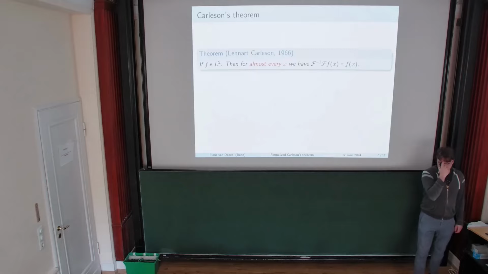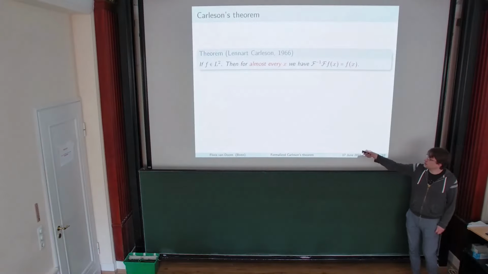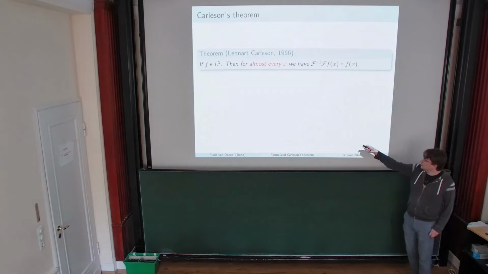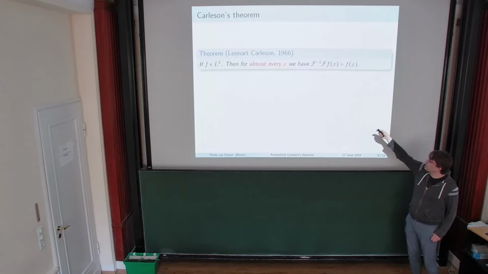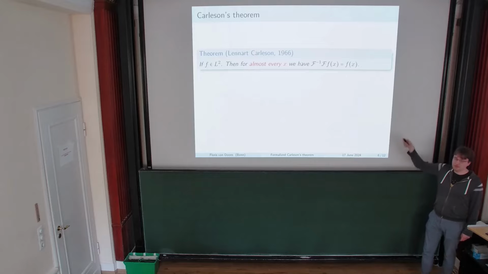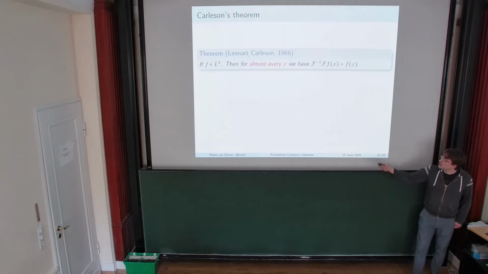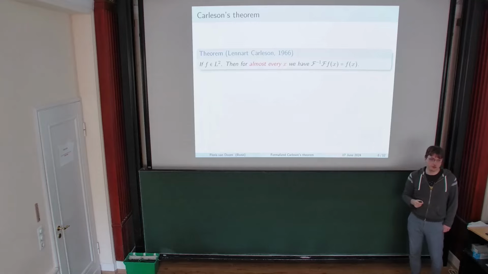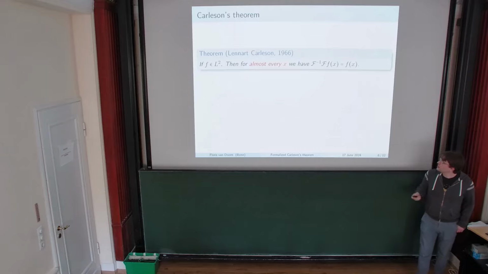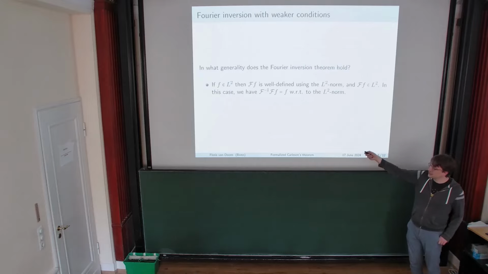Okay, so Carleson's theorem is precisely this result, but with pointwise convergence almost everywhere. So if you have a function that is in L2, then I can take the Fourier transform of f, which again lives in L2, and then I can take the inverse Fourier transform, but with the limit taken pointwise, and that limit converges to the original function value for almost every x. I'm not very happy that I wrote basically the same as what I wrote here, but it's a very different statement.